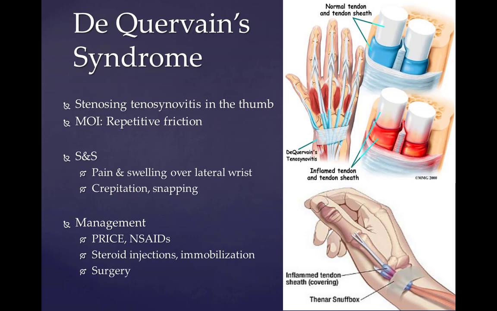Swelling over the thumb side of the wrist and difficulty gripping with the affected side of the hand. The onset is often gradual. Pain is made worse by movement of the thumb and wrist and may radiate into the thumb and forearm. Treatment for De Quervain syndrome includes managing the pain through RICE and NSAIDs, steroid injections, and immobilization. Surgery may also be used for protocols in this condition.